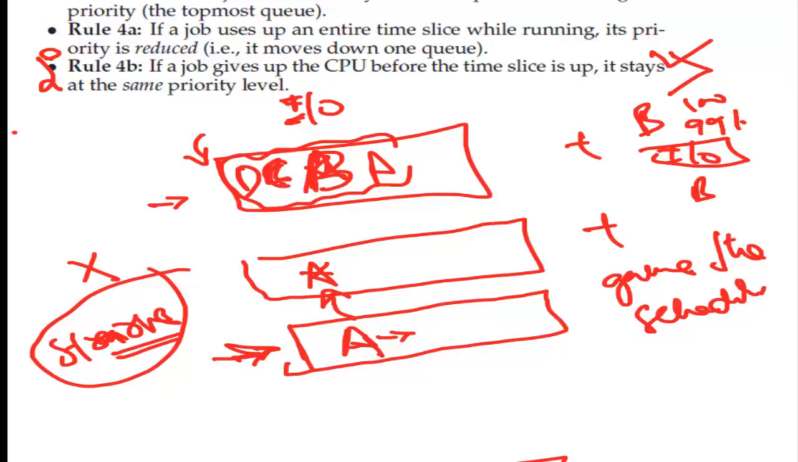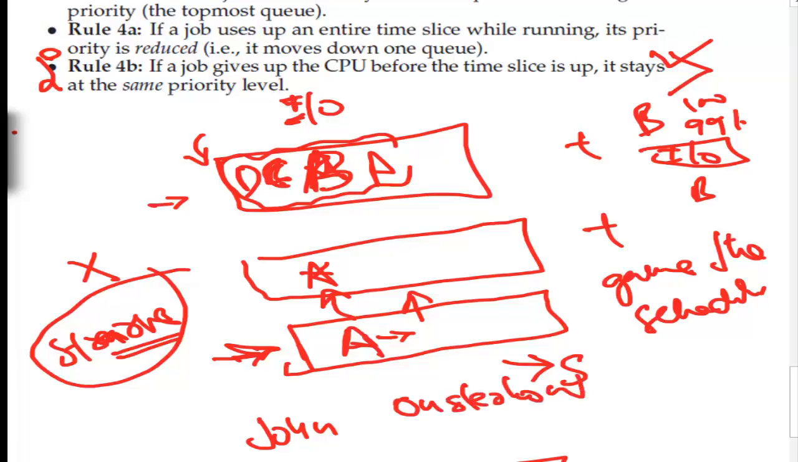Now the question will be, we say that time S is the time after which it gets some boost. So if it's this much time, S time, then A gets a boost, so it moves up. And this time S, John Ousterhout, a systems researcher, called this S a voodoo constant. You should keep it in mind.